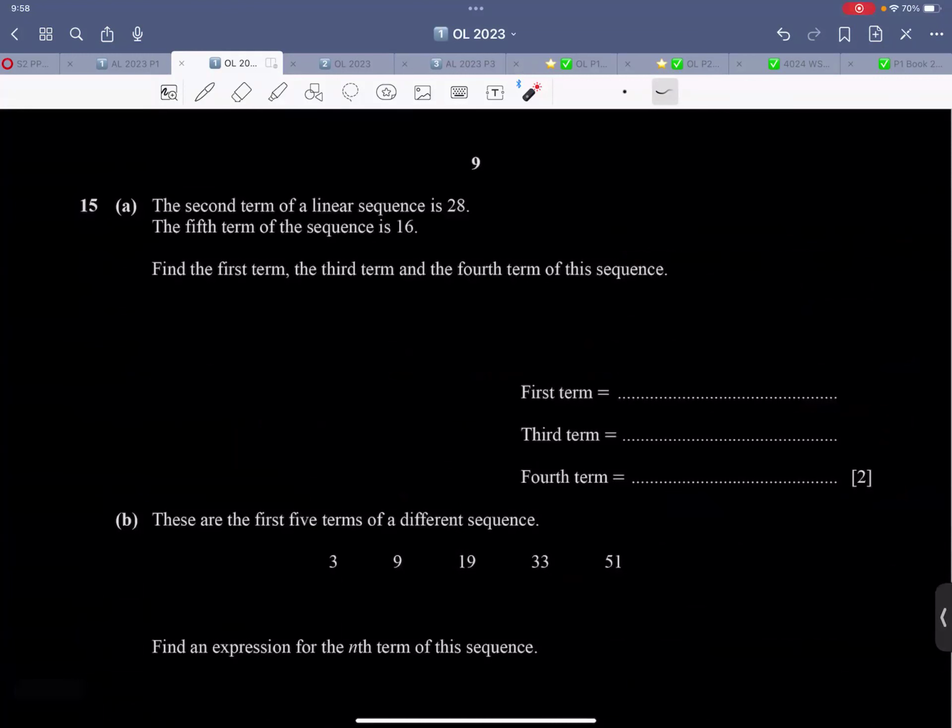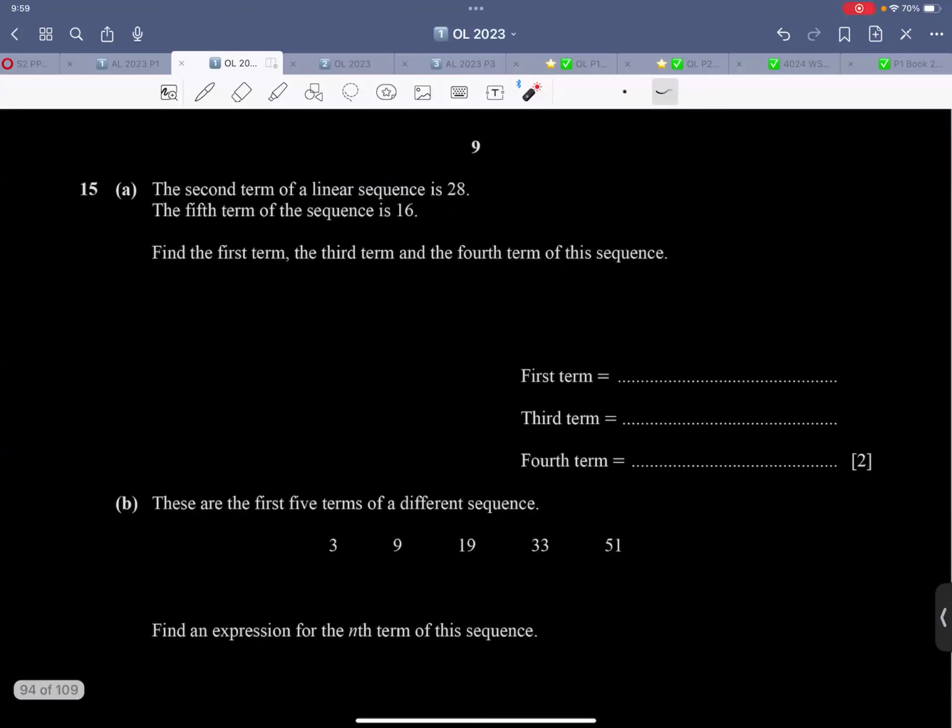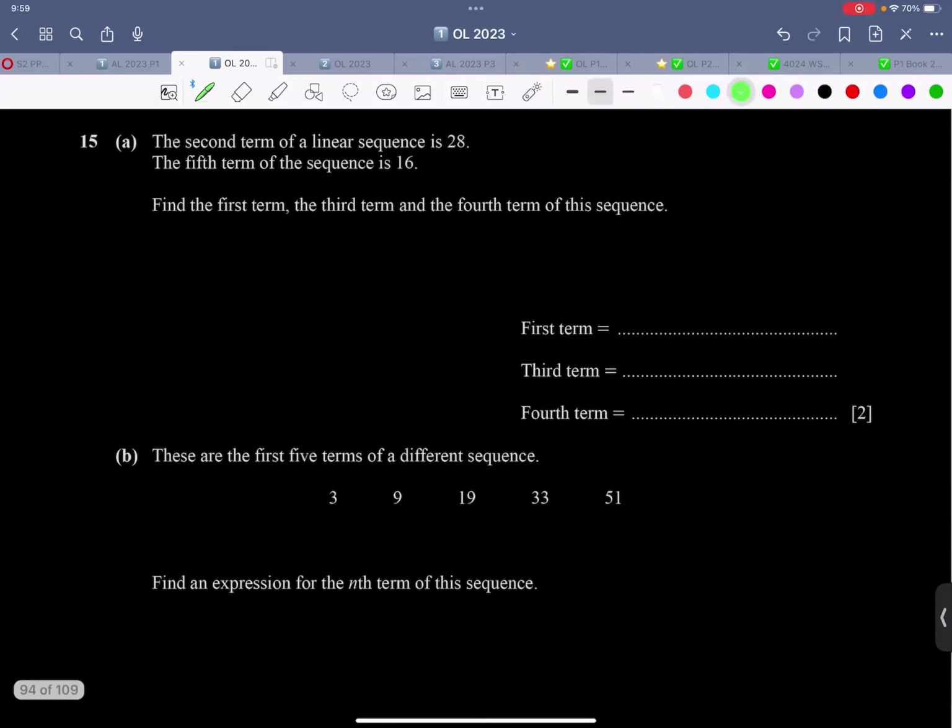Now the question says, the second term of a sequence is 28. The fifth term of the sequence is 16. Find the first term, the third term, and the fourth term of the sequence. A very nice question. So let me write like this. We have T1, T2, T3, T4, and T5.